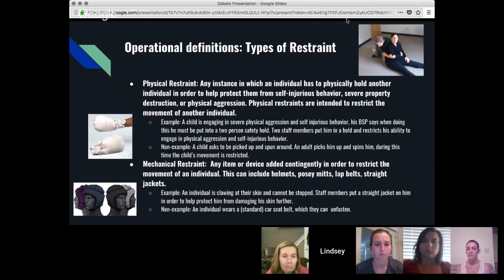A mechanical restraint is defined as any item or device added contingently in order to restrict the movement of an individual. This can include helmets, posey mitts, belts, or straitjackets.